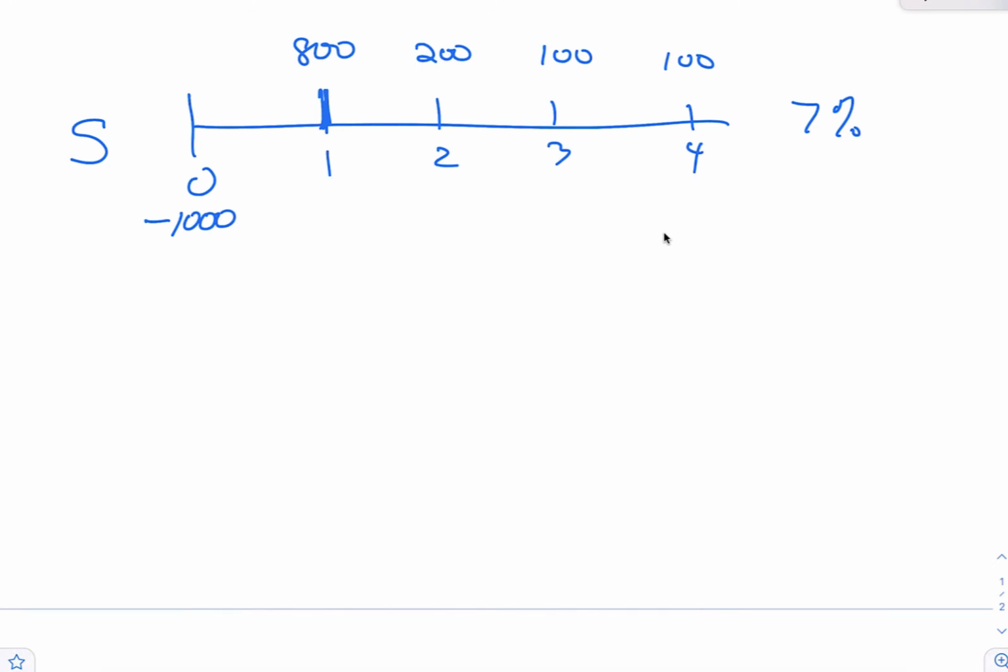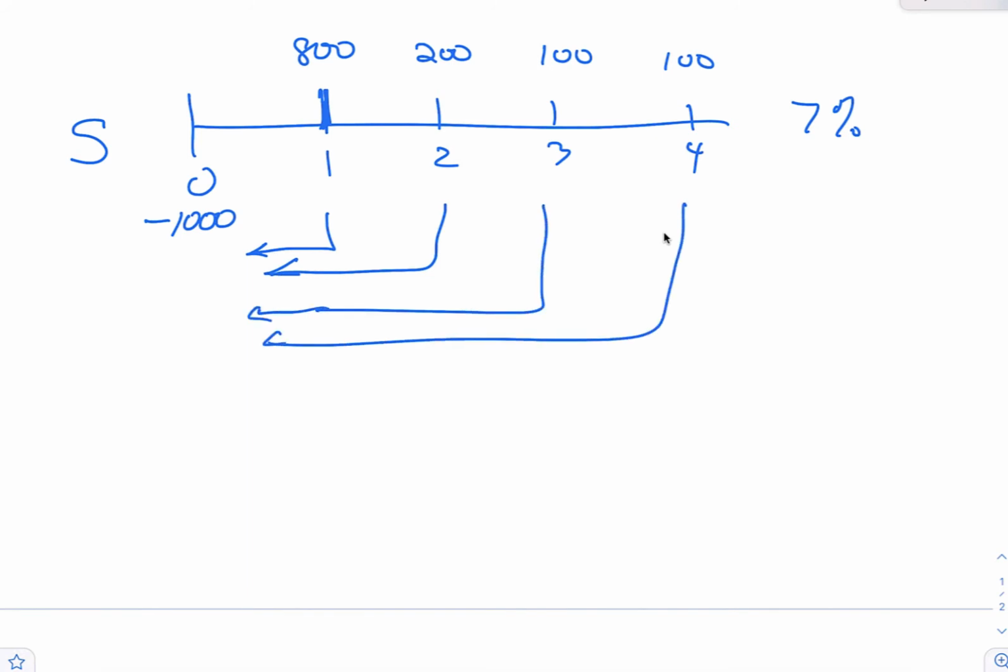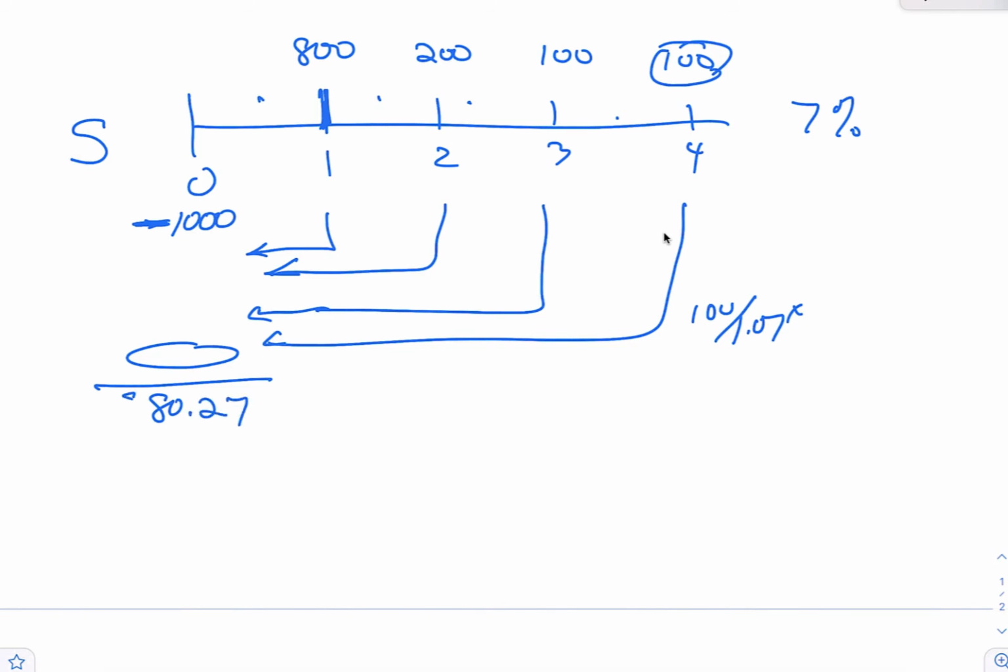Now, what you could do, and you have all the tools to do it, is to literally calculate the present value of each one of these cash flows. I'll do it for this last one, 100 divided by 1.07 to the 1, 2, 3, 4 power, and that would be the present value of this $100. You do that for each one, add it all up, including netting out the $1,000, and what you would get would be a net present value of $80.27. That's the net present value.